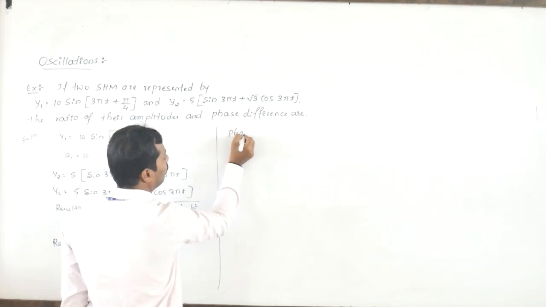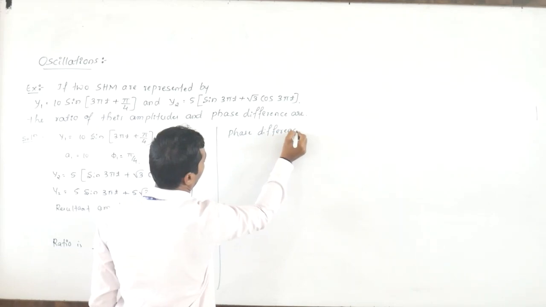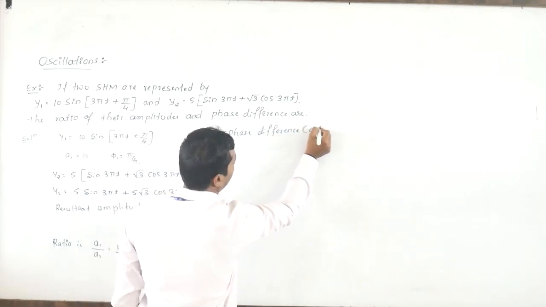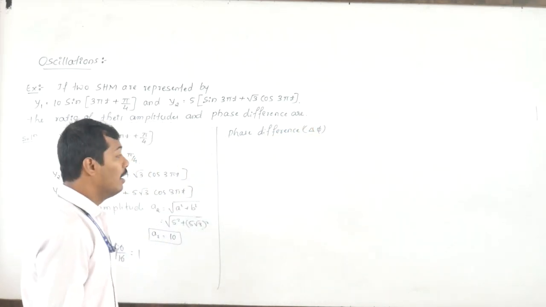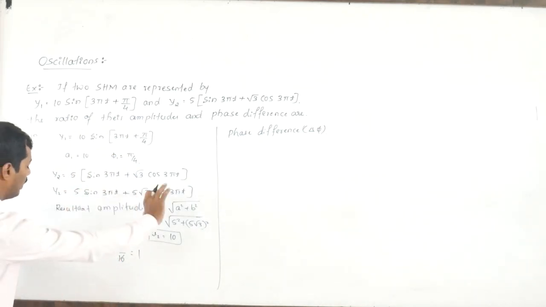Then another thing we have to find is the phase difference, delta phi. But first we have to find the phase of this given equation. What is the phase of this equation?